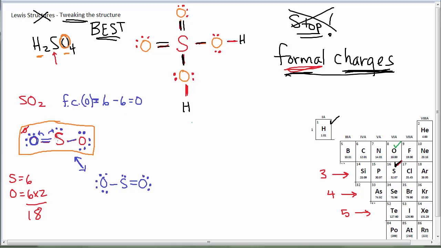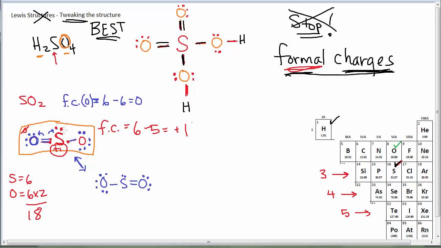Now the formal charge on the sulfur is the number of valence electrons on sulfur, so 6, minus the number of electrons that belong to it. 2, 3 for the single bond, 4, 5 for the double bond. 6 minus 5 is a 1. It is a positive 1. Formal charges do have charges, and so the formal charge on sulfur is a +1.